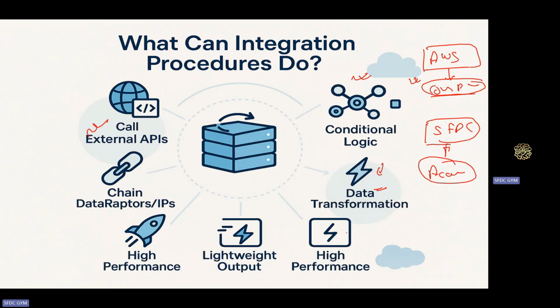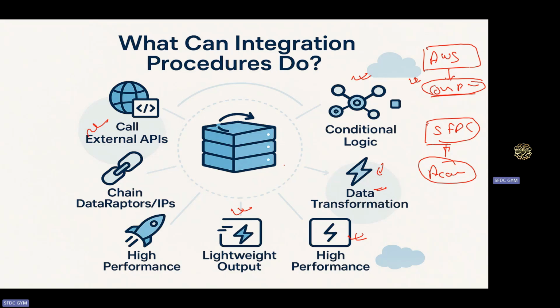Okay. Next is high performance. That means if you have some complex operations which require multiple server calls, there are many best practices that we can follow under integration procedure to increase our performance. If you use the traditional way, you have to spend so much time in your Apex to optimize your code so that it will give you the best performance, but these things are built in inside integration procedure, so you can directly use them. The next is lightweight output.